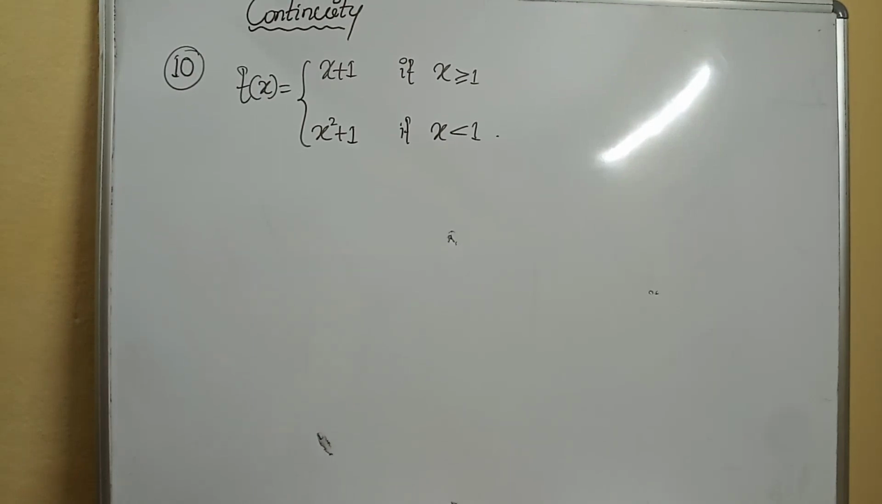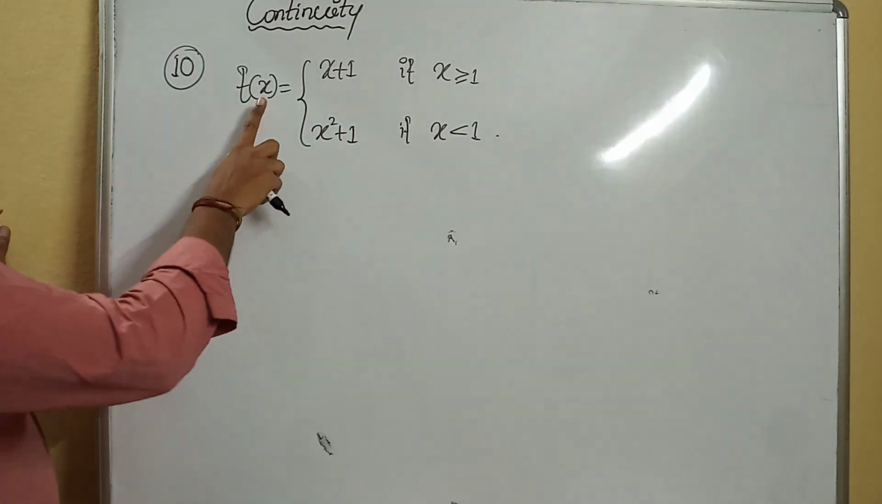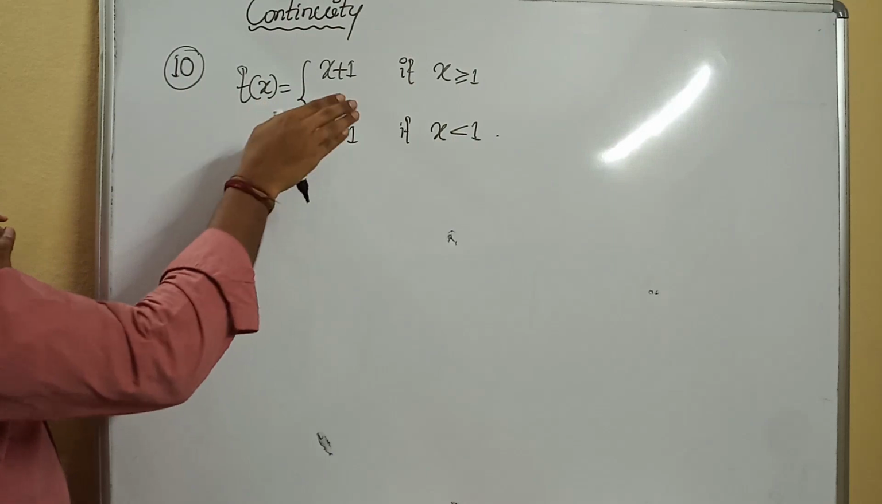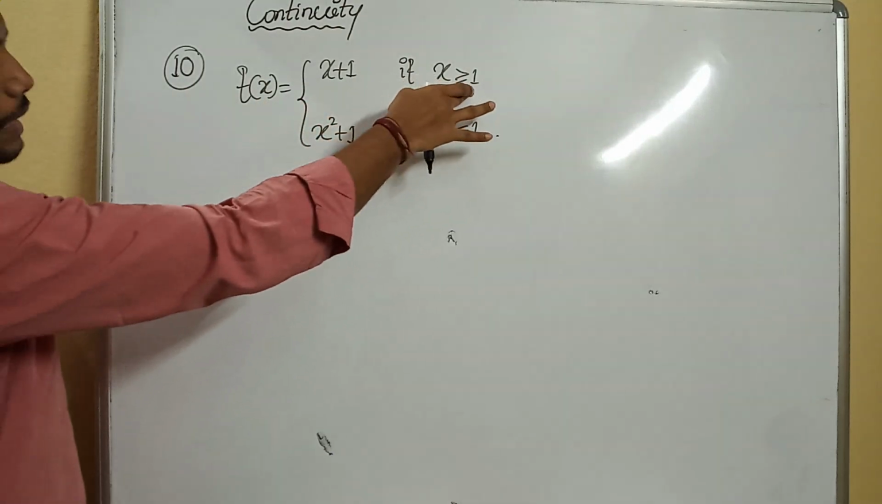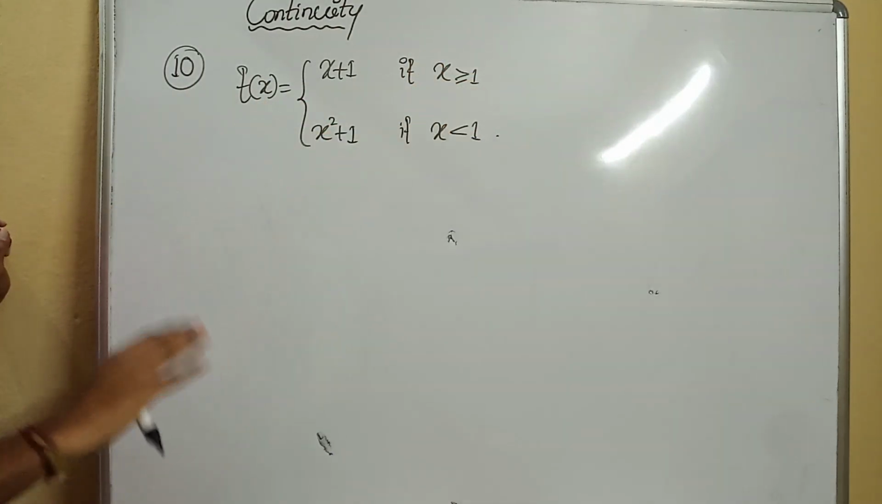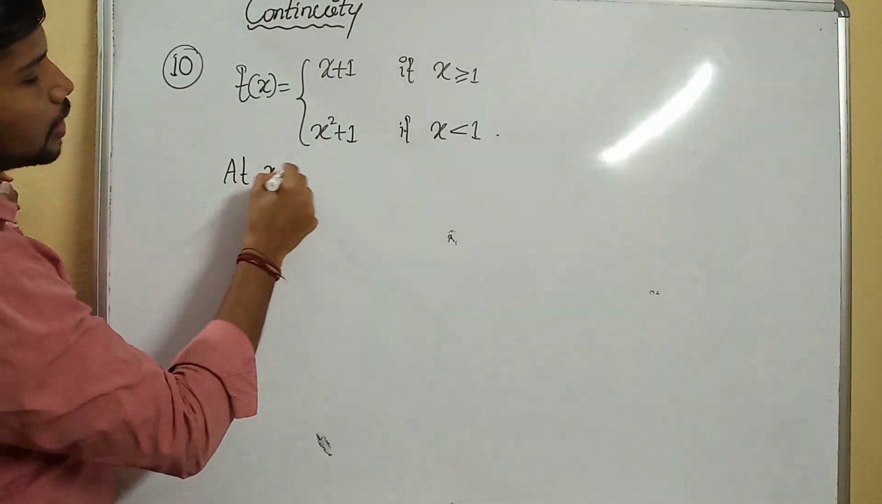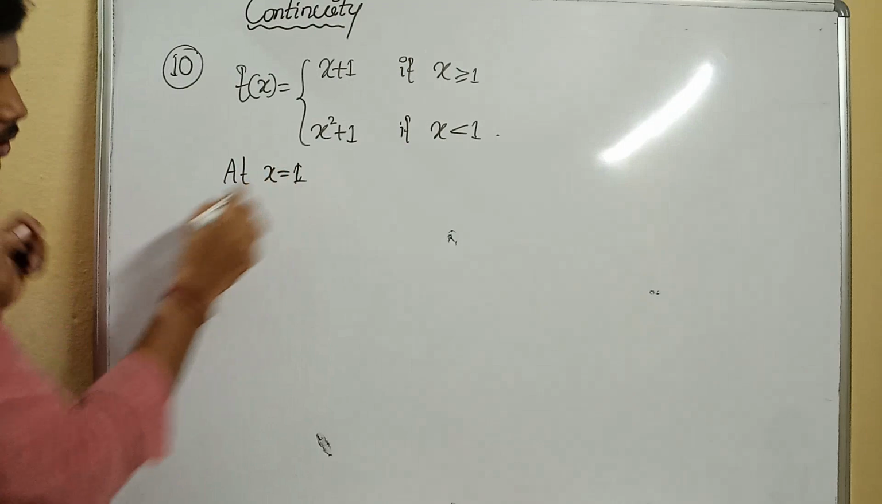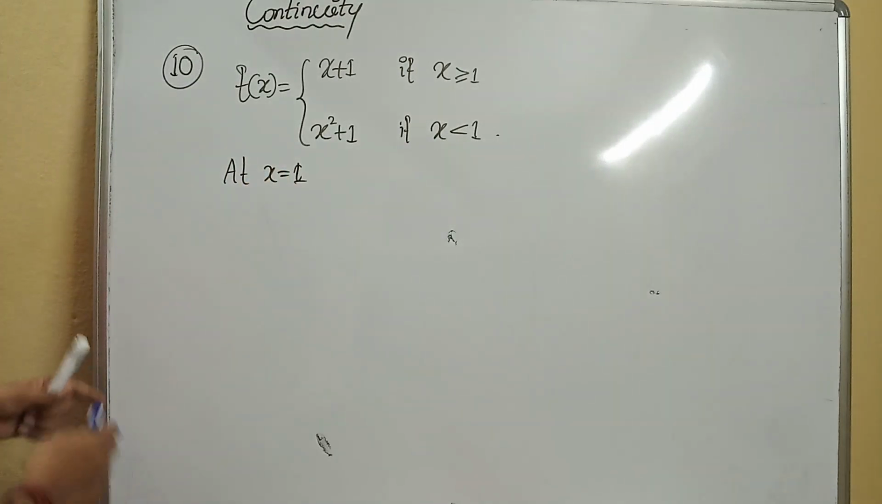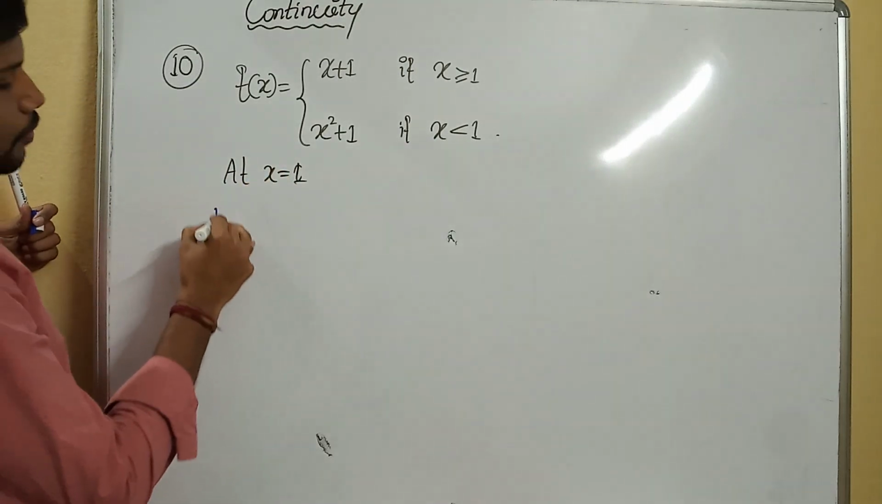Observe the next one. It is a 10th one. A function that is defined piecewise, the function is changing its value for greater than 1 and less than 1. Okay, means I need to check the continuity at x is equal to 1. Got the point clearly? Okay, now how do I have to check? I need to define LHL here.